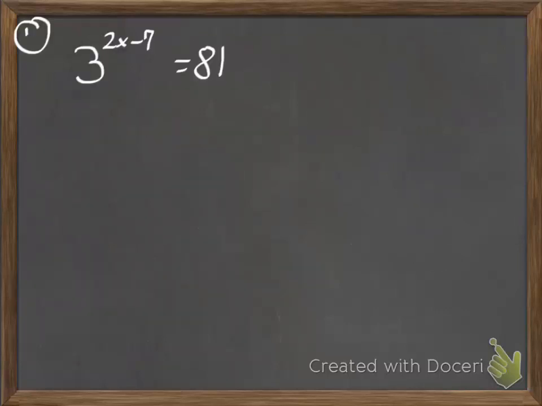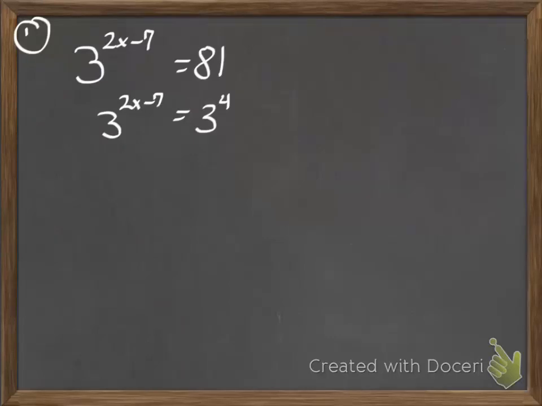And so if I give you a problem, 3 to the 2x minus 7 equals 81, can we identify a way to solve this without logarithms? Can I raise 3 to a power and come up with 81? Yes. 3 to the what power? Does anybody remember? 3 times 3 is 9. Times 3 is 27. Times 3 is 81. So 3 to the 4th.